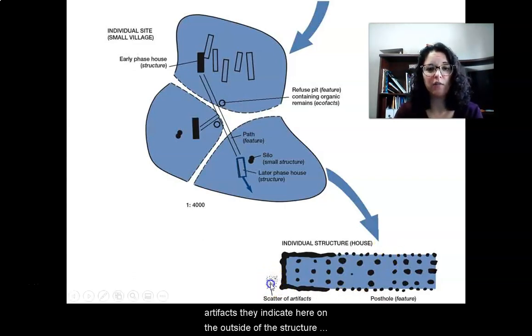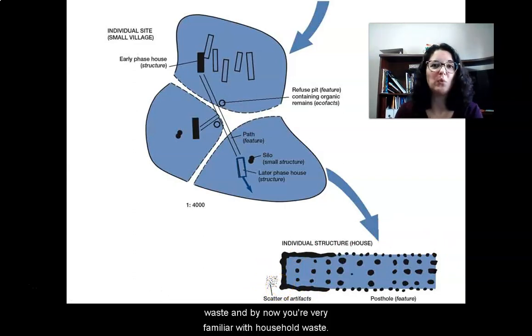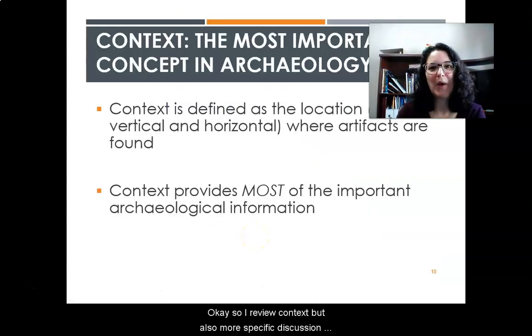There's a little scatter of artifacts they indicate here on the outside of the structure, and this might tell us something, again, about this being a house, because maybe in the scatter of artifacts, it's, again, a midden, but of household waste. And by now, you're very familiar with household waste. Okay.